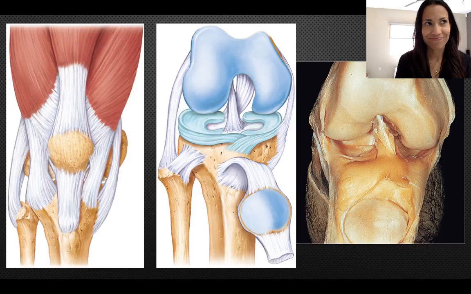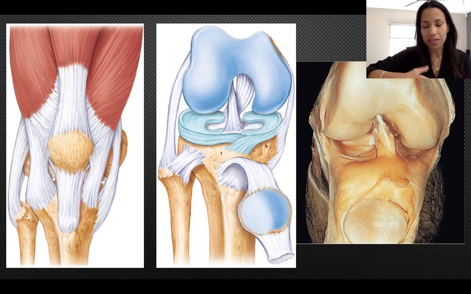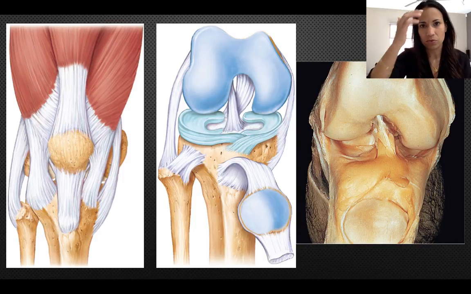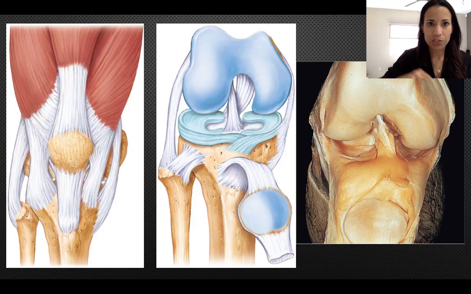The knee joint, the most complex joint in our body. It's a modified hinge joint, so it mostly provides flexion and extension of the leg at the knee, and a little bit of medial and lateral rotation, especially when we unlock the knee when going from standing to a flexed position of the knee.